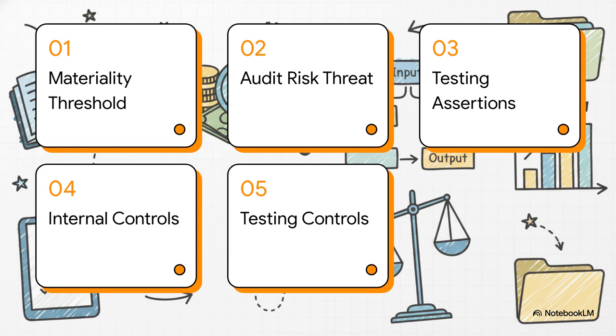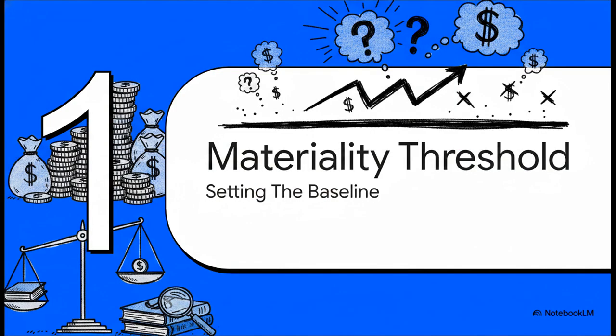Here is our roadmap for today. We'll start by setting the materiality threshold, then we'll calculate audit risk, test assertions, evaluate internal controls, and finally, test those controls in practice. All right, let's kick things off with part 1, setting the threshold, also known as materiality.